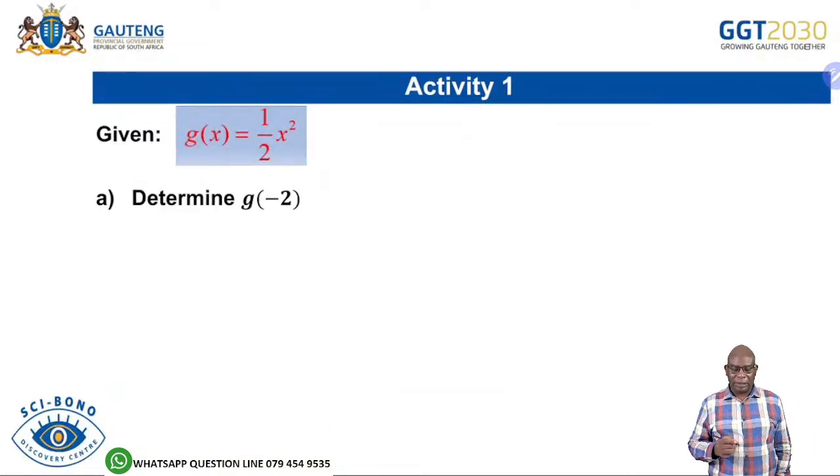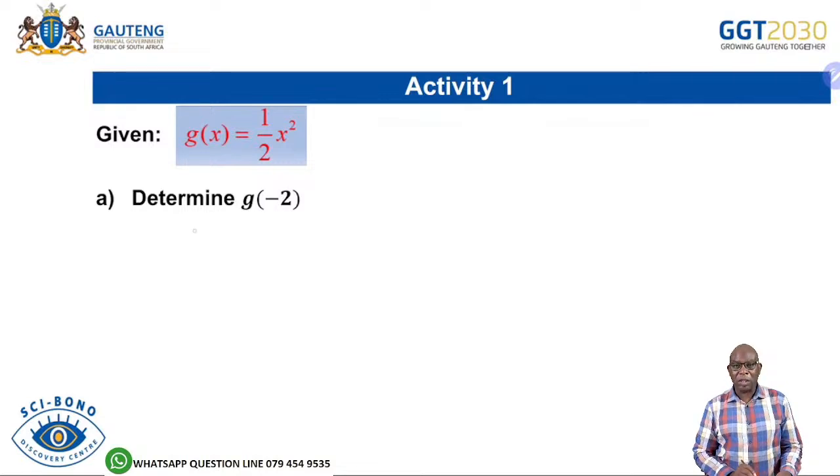In the next activity, you are given g of x equals half x squared. That is the function that has been given, a g function. The first question says determine g of -2. What does this mean? It means that we're looking for the y value when x equals -2. So in other words, we're looking for a point. Now, for g of -2, must I derive? No, because I'm just looking for the corresponding value of the coordinates.